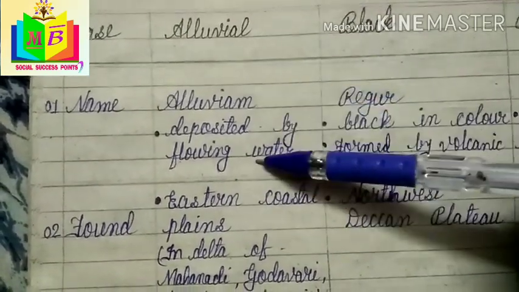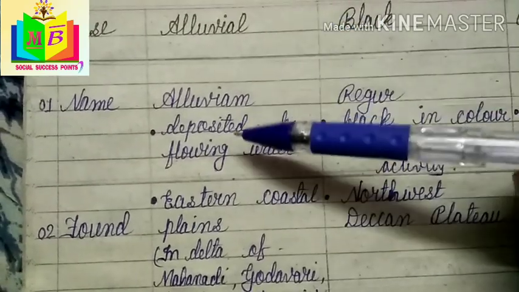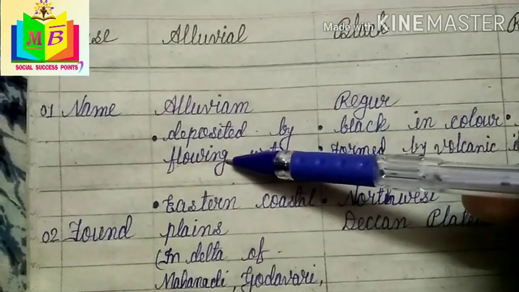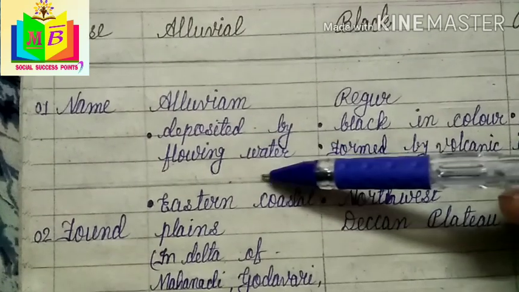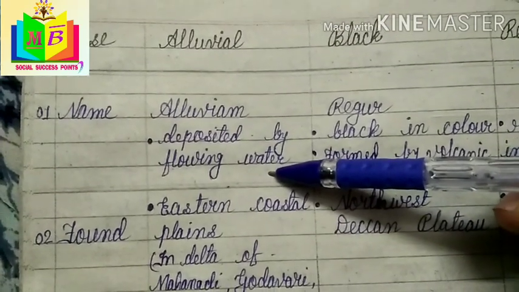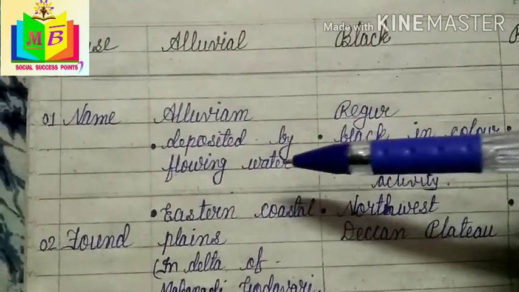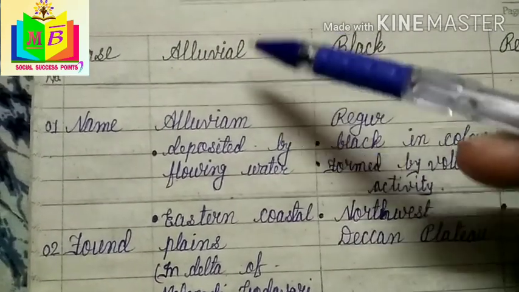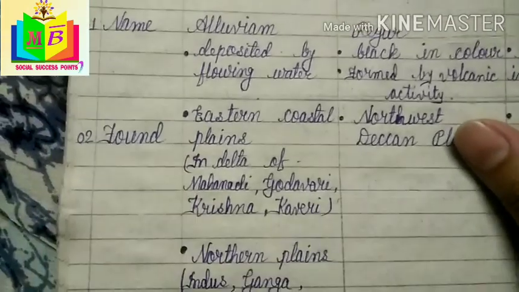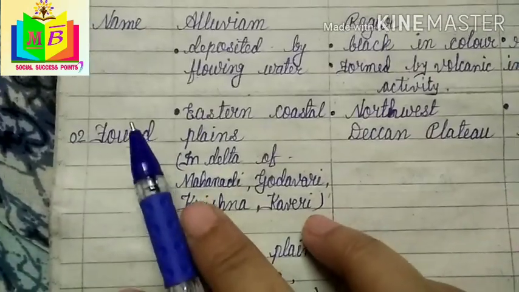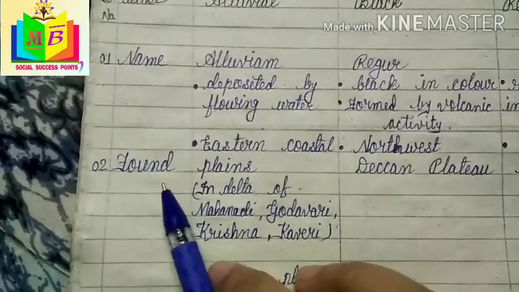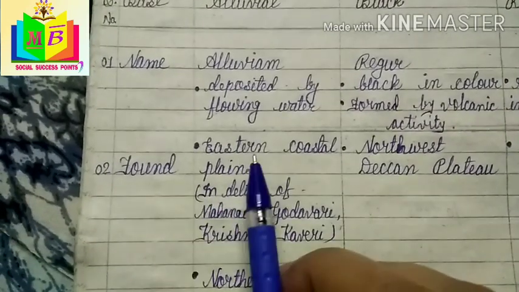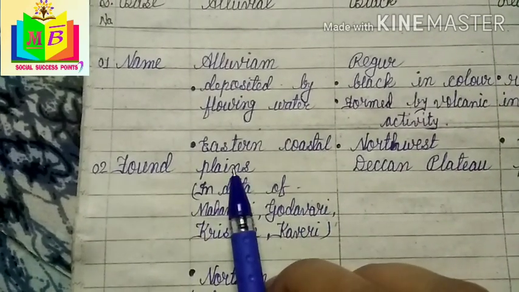How is the alluvial soil deposited? It is deposited by flowing water, meaning it is formed by flowing water. The rivers coming from the Himalayas, which also form deltas, form alluvial soil. And next, second, is where it is found. Alluvial soil is found in the eastern coastal plains.